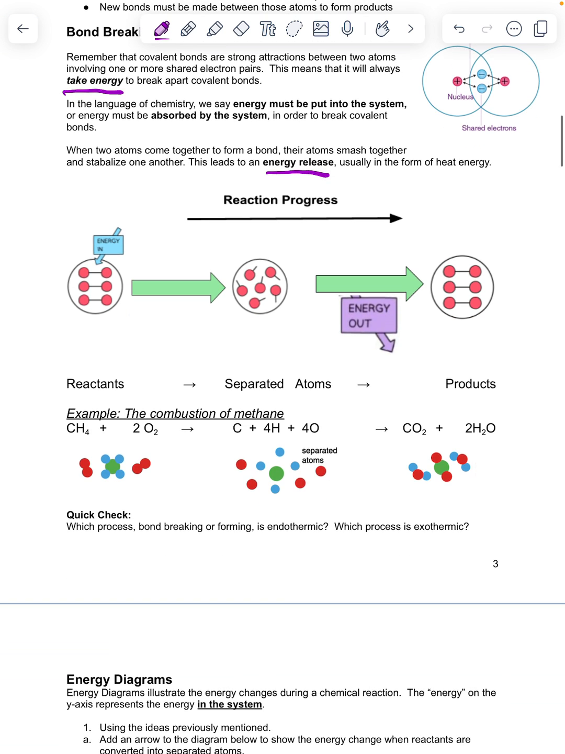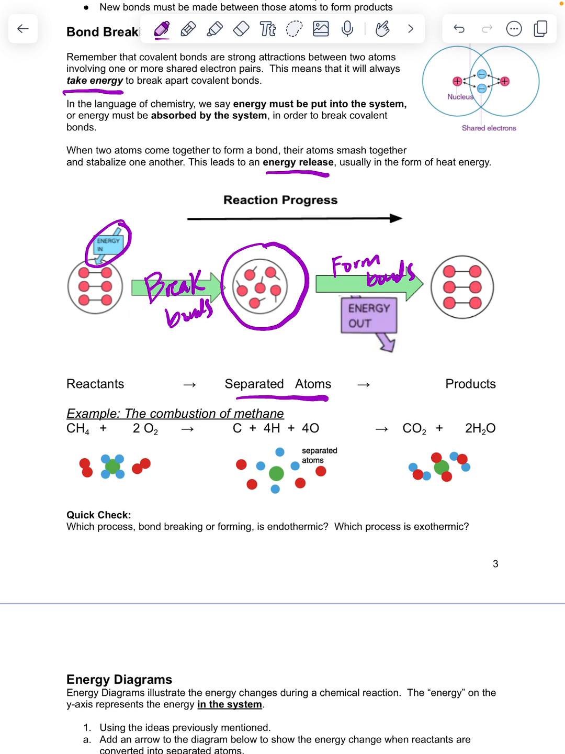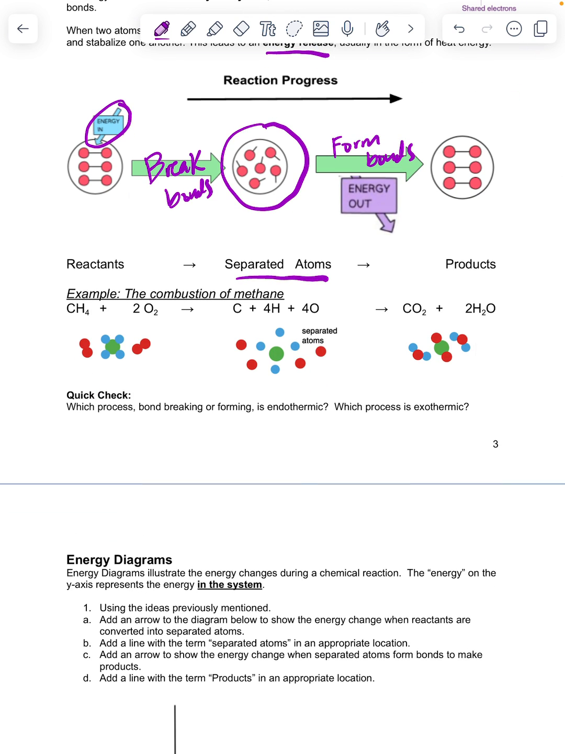So if we think about a chemical reaction, it involves basically two phases. Energy has to be put in to break bonds, and that leads to separated atoms, which has been illustrated here. And then when those separated atoms come back together and they form new bonds to make products, then we're going to have energy released, or energy out. A more specific example shows methane reacting with oxygen to form carbon dioxide and water. These are the reactants, these are the separated atoms, and these are the products.